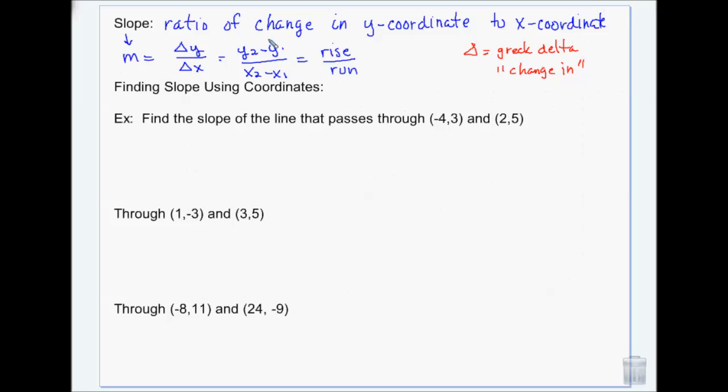Slope is a ratio of change in the y-coordinate to the x-coordinate. Slope is symbolized with the letter M, because slope is a magnitude of a line. That's where the M comes from, in case you want to know. It's the change in y over the change in x, which is delta, which is change in. And so that's y2 minus y1 over x2 minus x1. It can also be referred to as rise over run. So rise being how far up or down you go, and run being how far sideways you go.